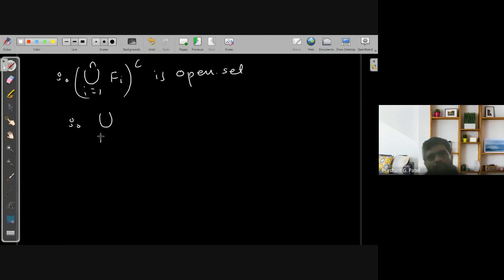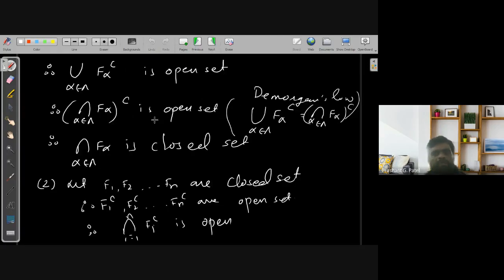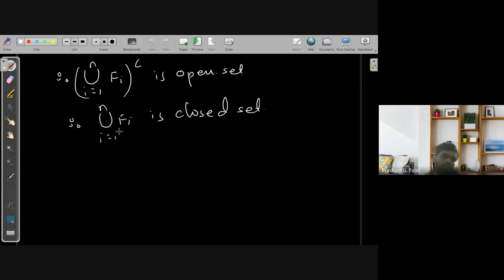And therefore, the complement of this complement, which is the set itself, is a closed set. So we have proved that if F1, F2 up to Fn are closed sets, their finite union will be a closed set. So that proves the statement that the finite union of closed sets is closed and the arbitrary intersection of closed sets is closed. And with that, we can stop here. If you have any question, you can ask. Yes, any question?